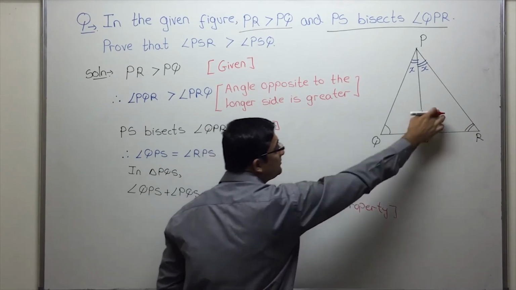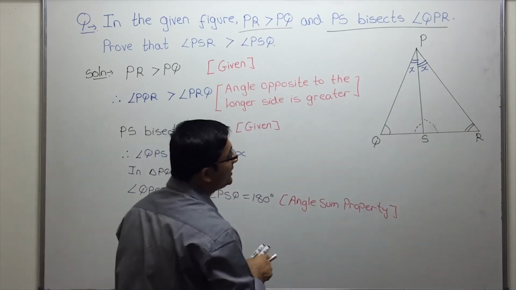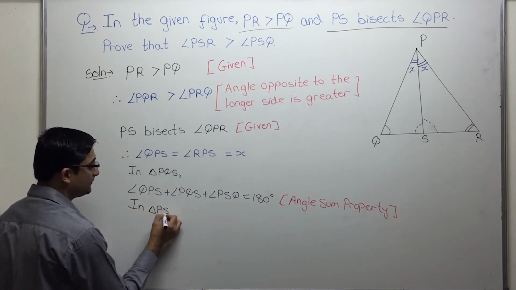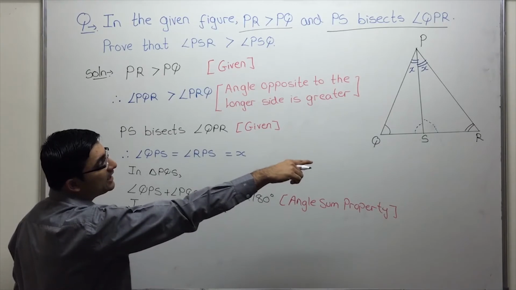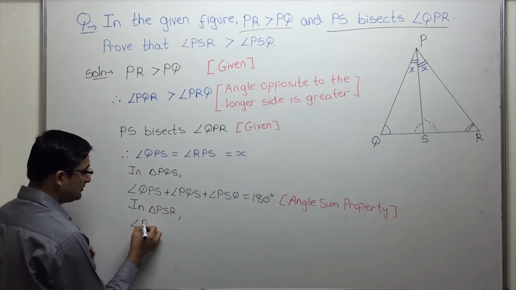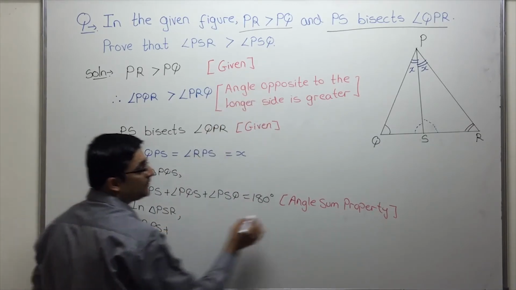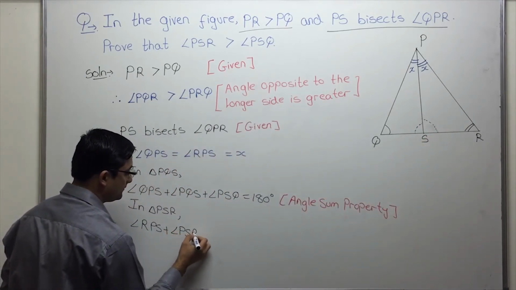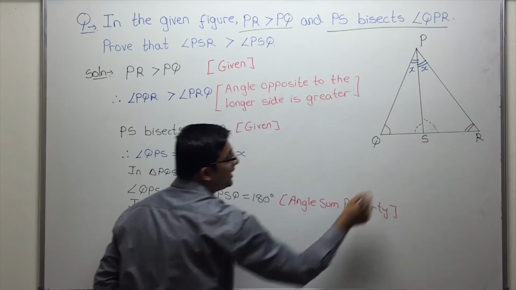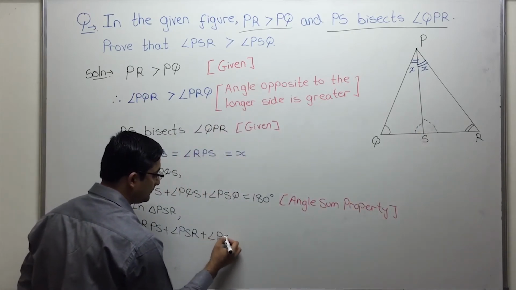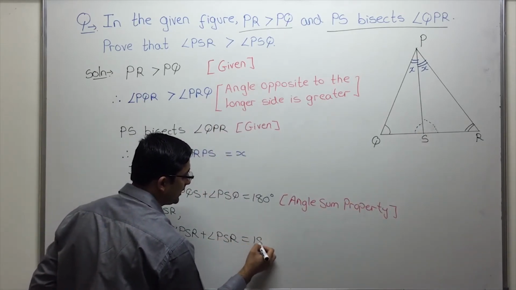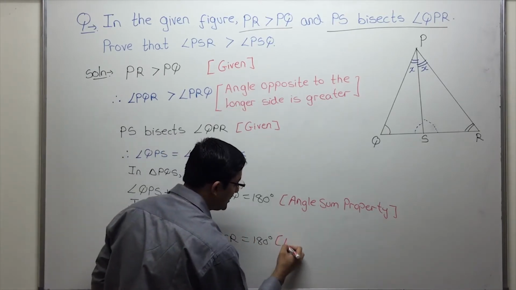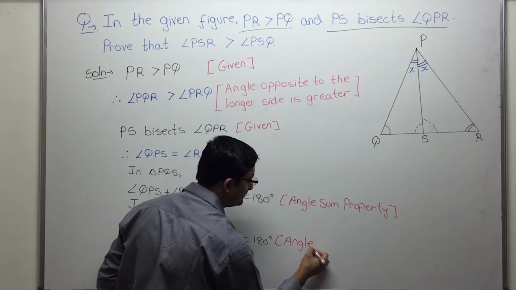Similarly, let's apply the angle sum property in this triangle over here. So in triangle PSR, what are the angles? Angle RPS plus angle PSR plus angle PRS is also equal to 180 degrees. What is the reason? Same, angle sum property. So once again write down angle sum property.